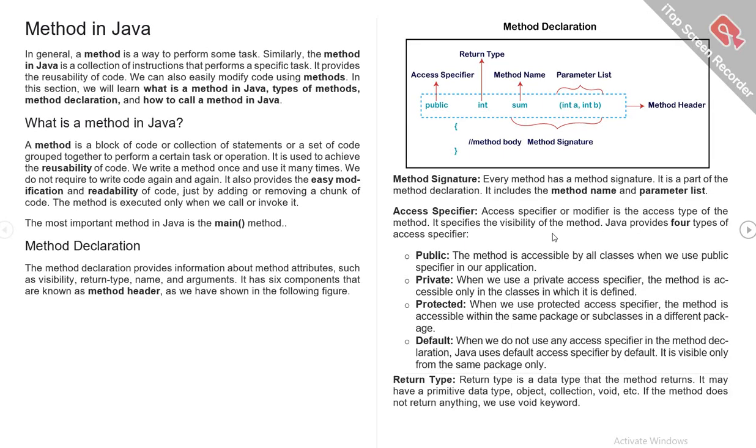Hello and welcome. In this video, we are discussing methods in Java. In general, a method is a way to perform some task. Similarly, a method in Java is a collection of instructions that performs a specific task. It provides reusability of code, and we can also easily modify code using methods.